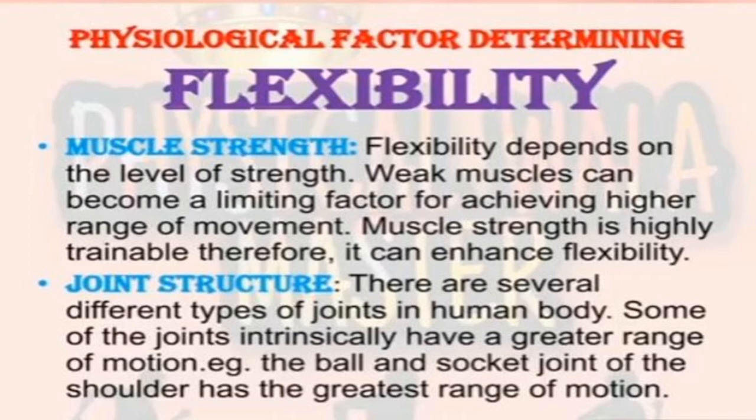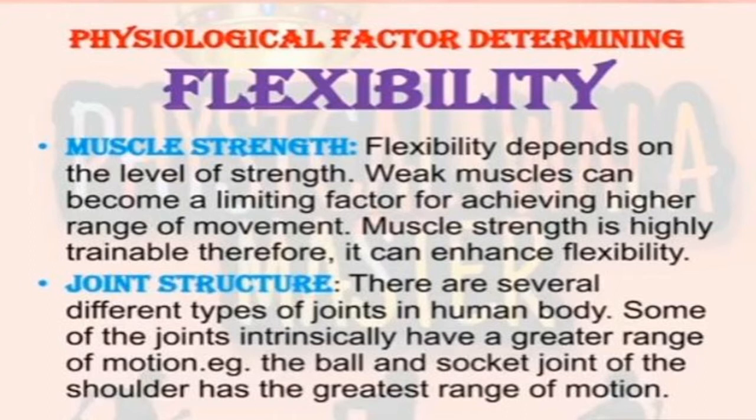First, muscle strength. Muscle strength should have a minimum level to make the movements possible, especially against gravity or external force. In sprint sports, the legs or the knees cannot be lifted to the required height if their related muscles are weak. In fact, weak muscles can become a limiting factor for achieving a high range of movements. Muscle strength is highly trainable and therefore can enhance flexibility.